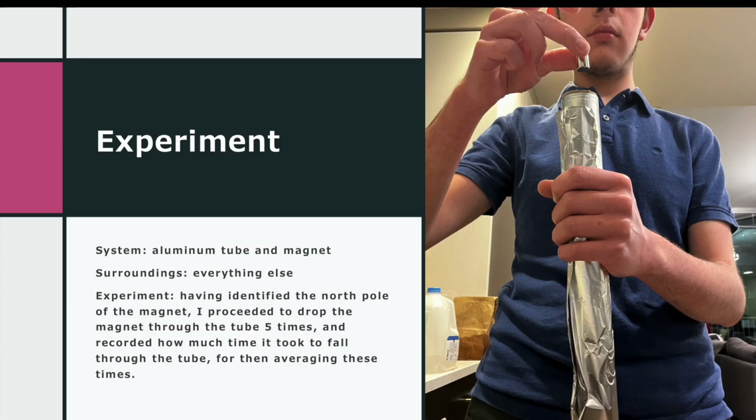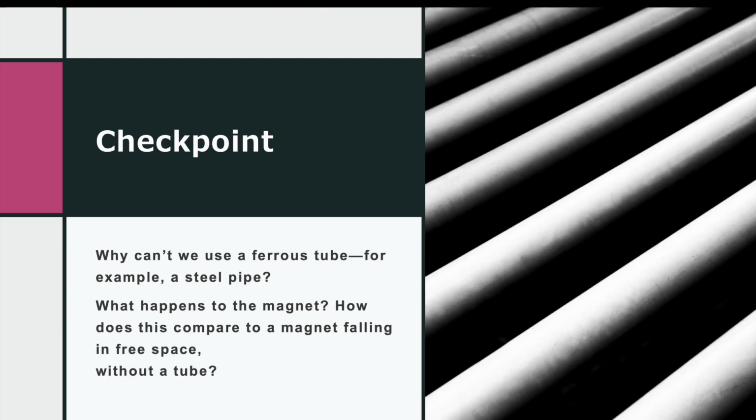For our experiment, our system is the aluminum tube and magnet, and our surroundings is everything else. How I did this was, having identified the north pole of the magnet with my phone, I proceeded to drop the magnet through the tube 5 times and recorded how much time it took to fall through the tube, then averaged these times to get the result that I mentioned earlier of 1.25 seconds.